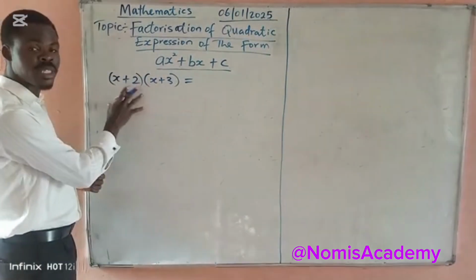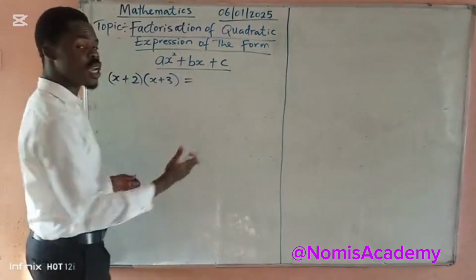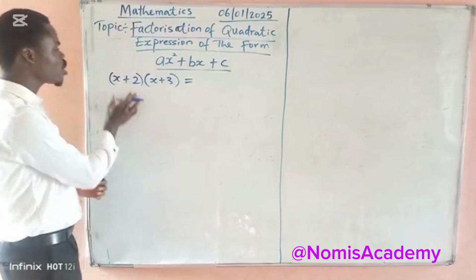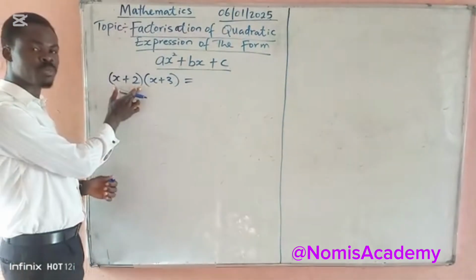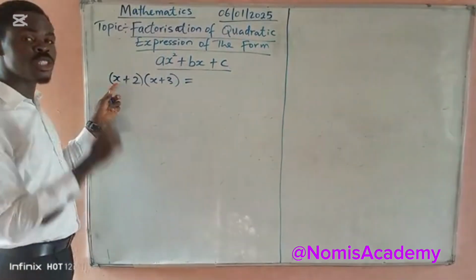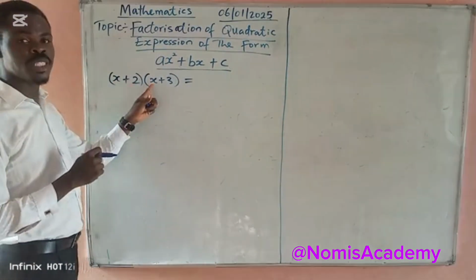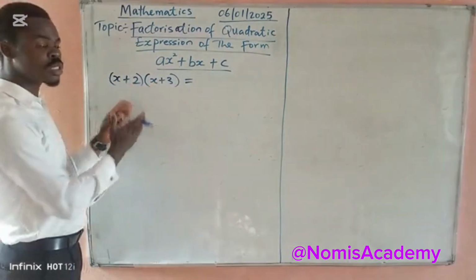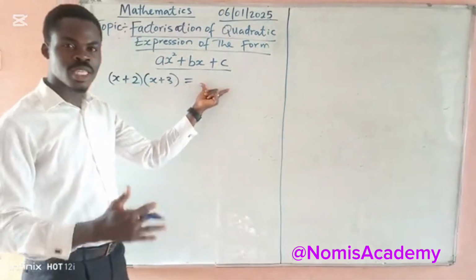Now, when we expand this, the result will be a quadratic expression. The reason why we call this a linear expression is because the highest power of x is 1. The highest power of x here is 1. The product will give us a quadratic expression.